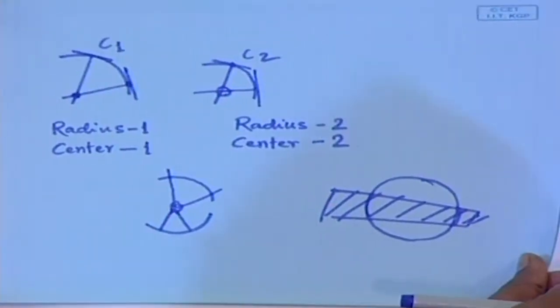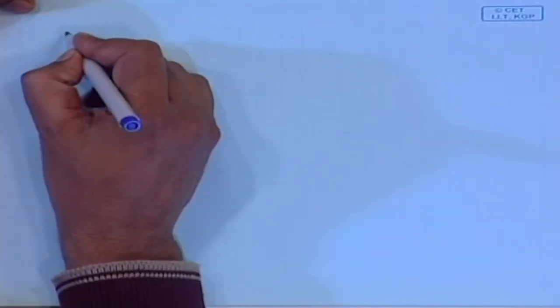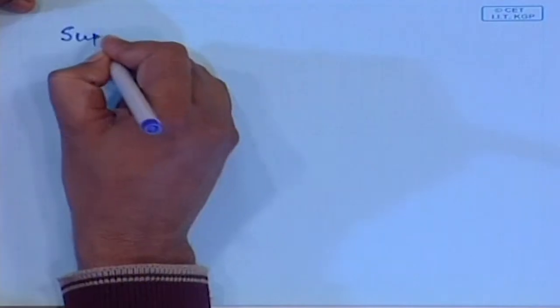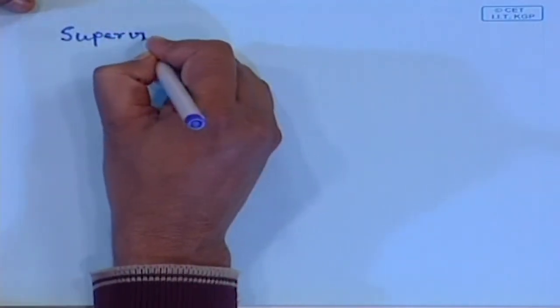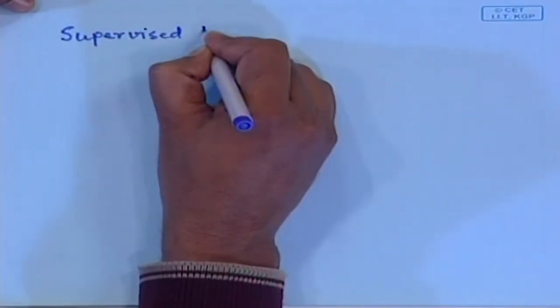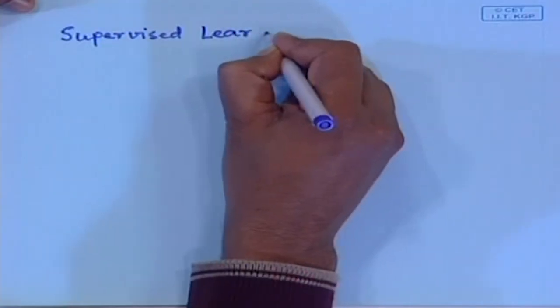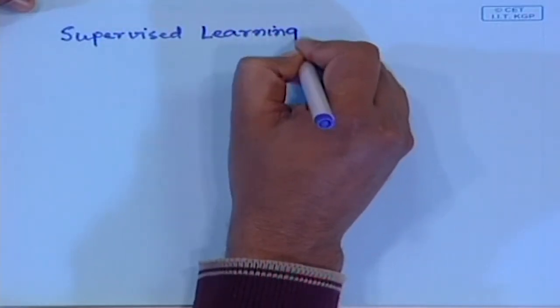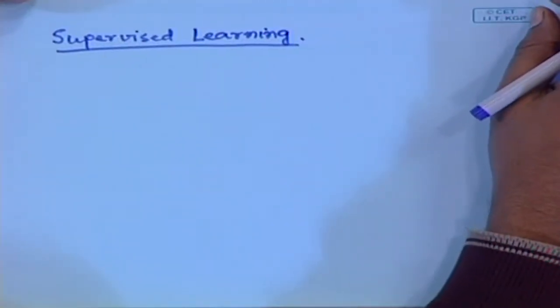And to generate these known patterns, obviously, as I said, we have different kinds of learning. One is supervised learning and the other one is unsupervised learning. Okay. So in case of supervised learning, I have to have a set of patterns which are known.